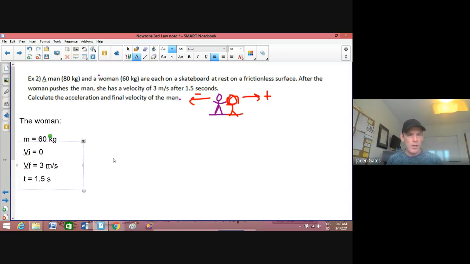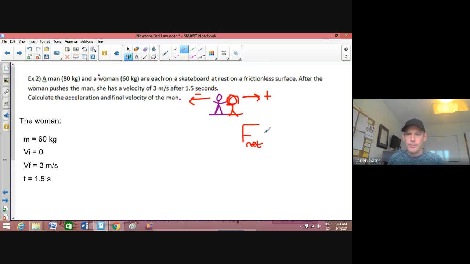Do I know anything else? I don't. All right. Now, what we do want to know is the acceleration of both the man and the woman. Well, we're going to find the man, but we're going to have to find the woman first because we know more about her. All right. So again, F net for our woman here is equal to MA. Now, I do know the mass of the woman, but I don't know the acceleration of the woman, because if I find the net force on the woman, then that's the same as the net force on the man.